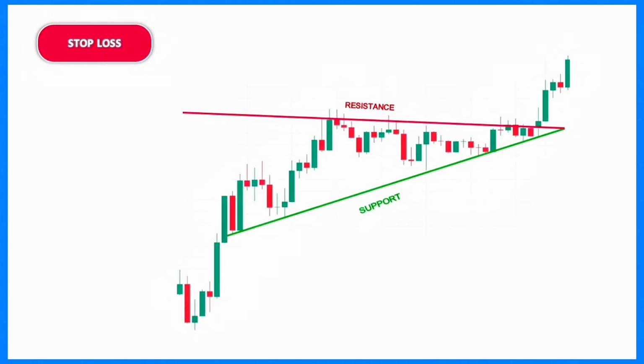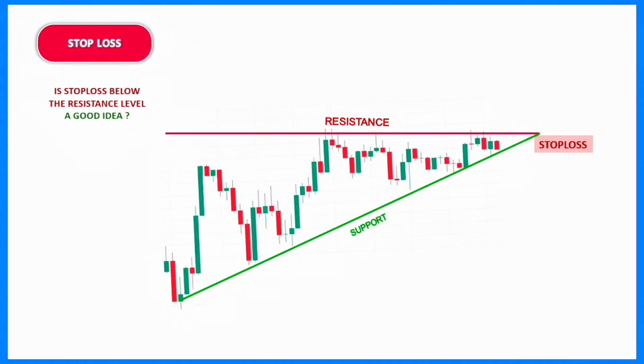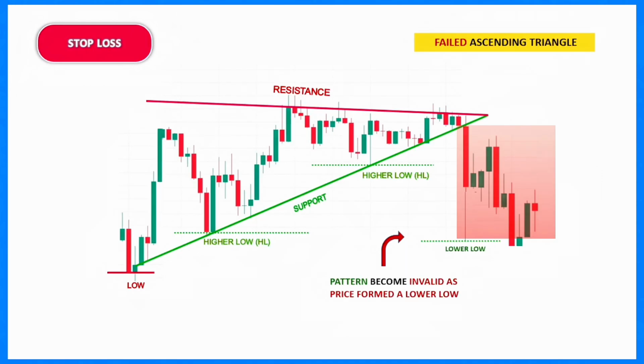Now let's talk about stop loss. Your stop loss should be at a level where your trade setup becomes invalid. If your stop loss is hit, you'll automatically know the setup failed. It's not a good idea to keep your stop loss just below the resistance line. So where should you put it? Think about it. Where is the ideal place to set your stop loss? It should be at a level that tells you the ascending triangle setup is invalid.